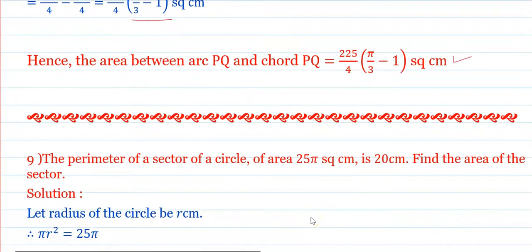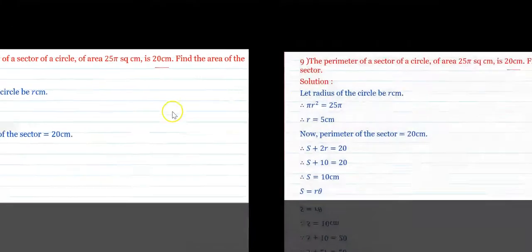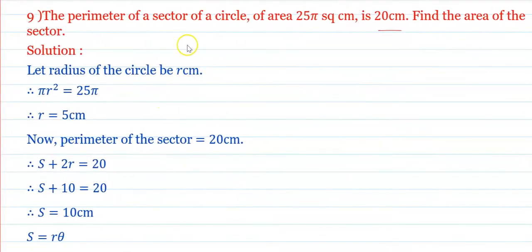Now the next problem. The perimeter of a sector of a circle of area 25 square centimeter is 20 centimeter. The area of the circle is given as 25, and the perimeter of the sector is 20 centimeter. Find the area of the sector. First we find the radius of the circle with the help of its area. Pi r square is equal to 25 and hence r is equal to 5 centimeter.